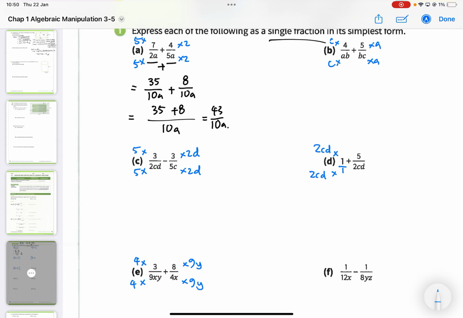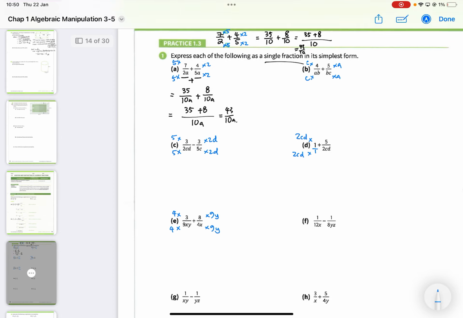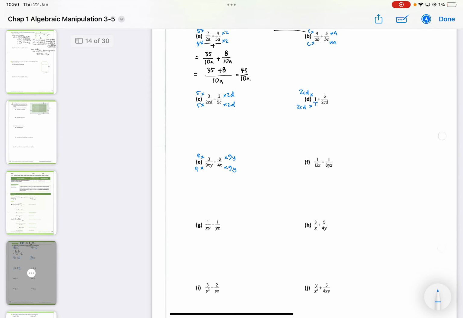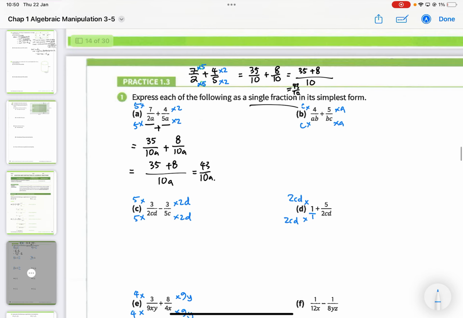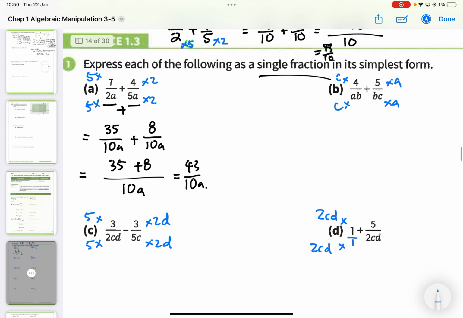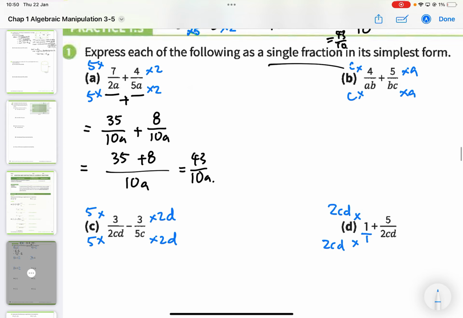Okay, try. This will be your homework. B, C, D, E, F, G, H, I, J. Whatever you can do now, you can do less at home. The blue color is me helping you to get started in case you cannot start. Then I stop my recording already.